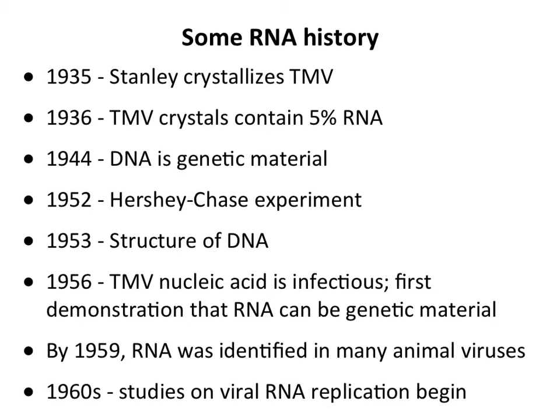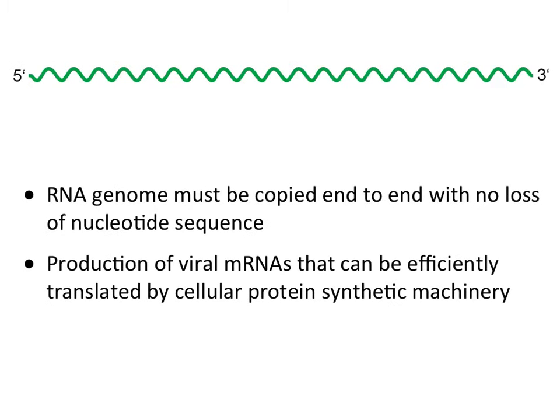By 1959, RNA was found in many animal viruses. So this is a plant virus, and people say, so what? It's a plant virus. The real viruses, what about them? So they joined the group. And finally, in the 1960s, people really began studying viral RNA replication. And that's what we're going to talk about today.